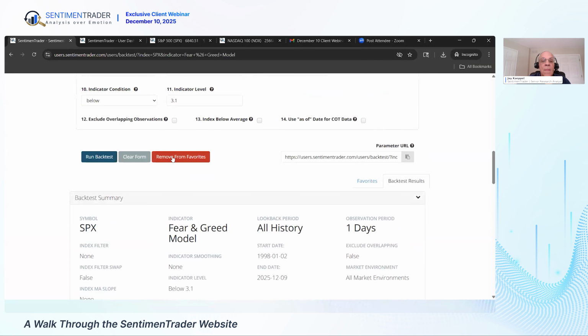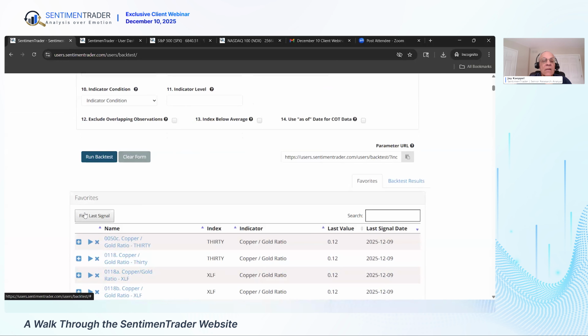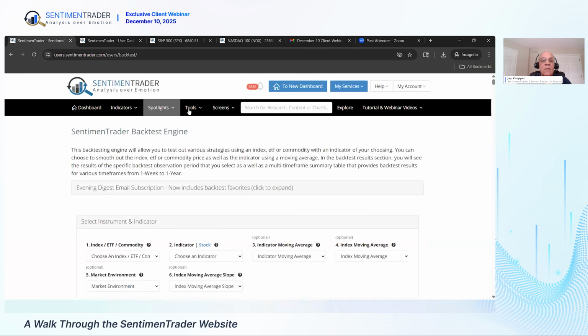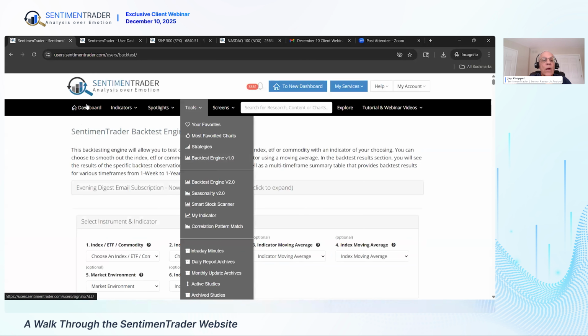And from there, anytime you want, if you want to review it, tools, Backtest Engine 1.0, and you can scroll down to find last signal. And when you click that, any of these things that you've saved, it will go through them and tell you when the last signal was. Okay, so that's find last signal under Backtest 1.0. So that's the fear and greed model.